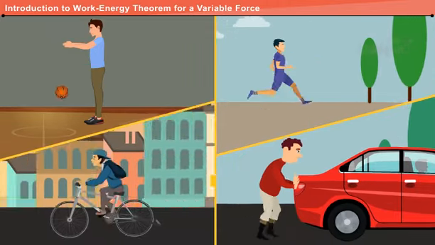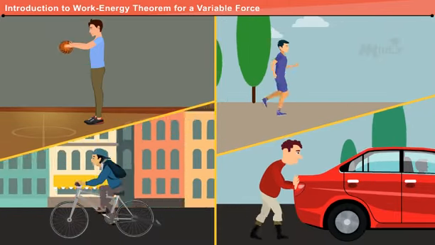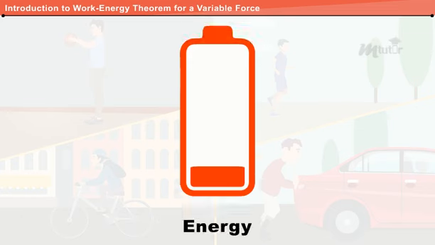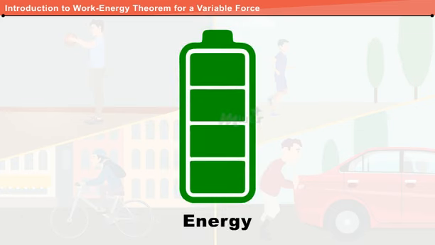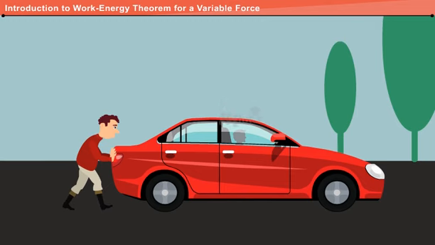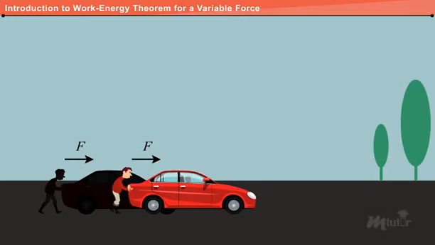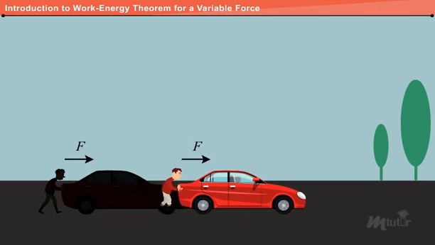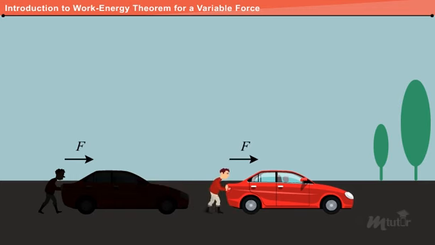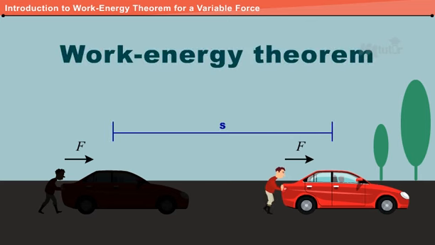In our daily life, we come across many situations from which we can say that work is done by force. Performing work requires a lot of energy. For example, a man is doing work on the car by applying some force. Here, the force acting on an object equals the change in the kinetic energy of the object. This is known as the work-energy theorem.